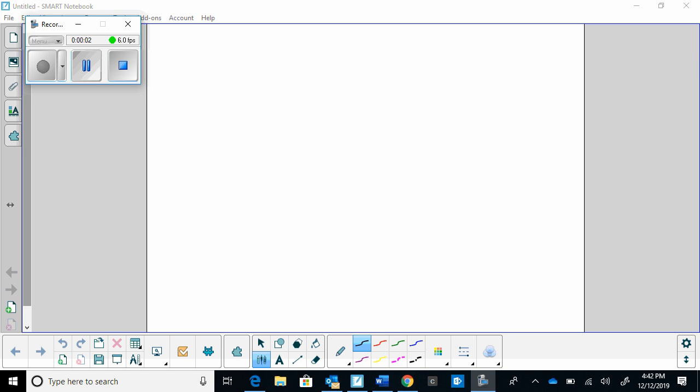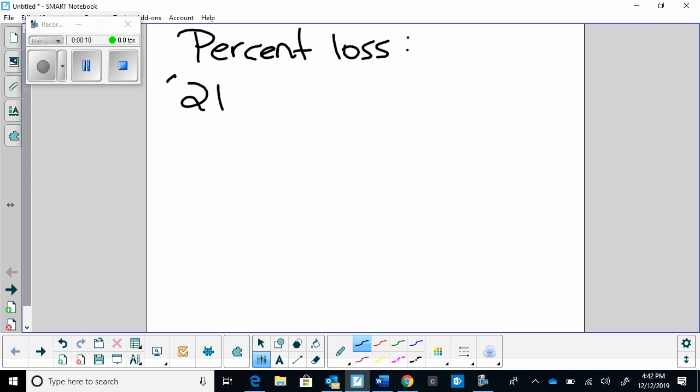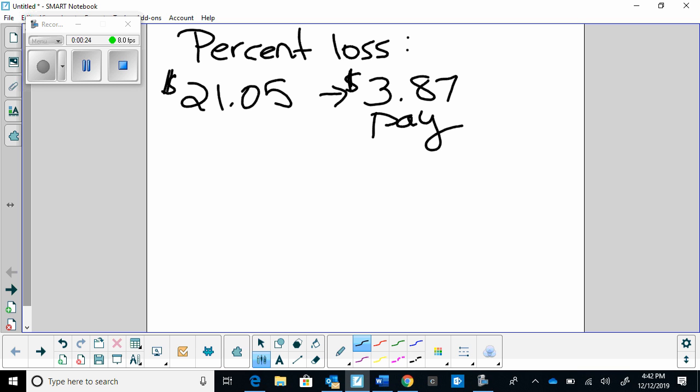The question in your grocery store activity is to find what your percentage gain or loss was. So we're going to find what percentage we lost. If I started with $21.05 and I had to pay $3.87, that's how much I lost. That's the amount of money I lost.